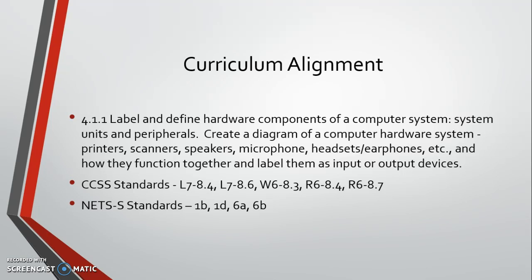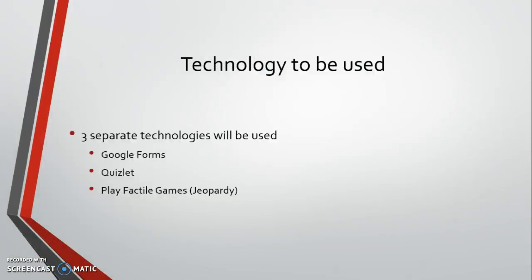The CCSS standards were L7-8.4, L7-8.6, W6-8.3, R6-8.4, and R6-8.7. The NETS-S standards were 1B, 1D, 6A, and 6B. The technology that I used were three separate types of technology. The first was a Google Form, the second was a Quizlet, and the third was a website called Playfactile Games, where students can create educational games such as Jeopardy.